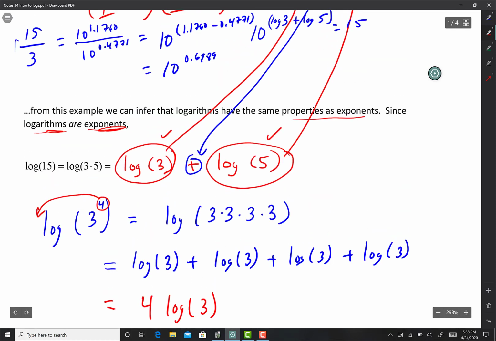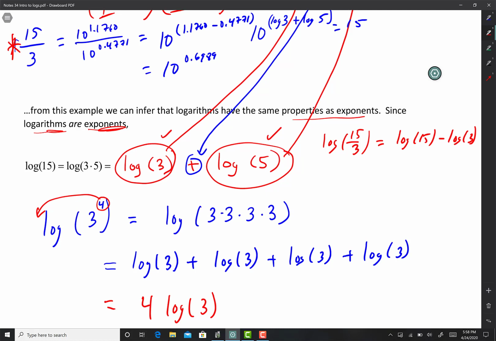You saw the quotient one right here. So log of 15 over 3 is equivalent to log 15 minus log 3, where that minus is like your division sign, your quotient sign. That minus here is that guy. All right. I'm hoping all this is making sense.